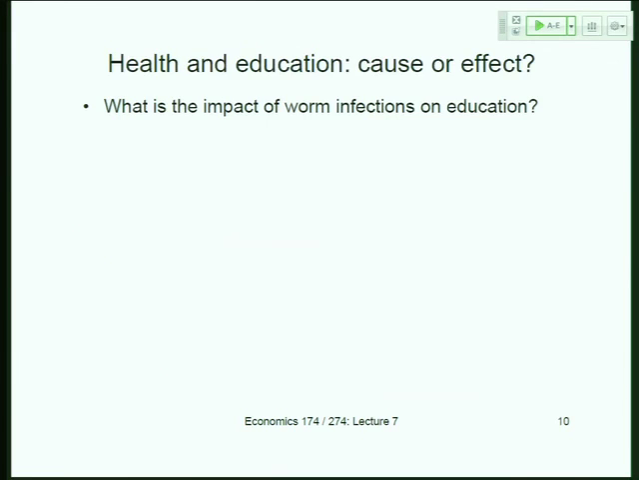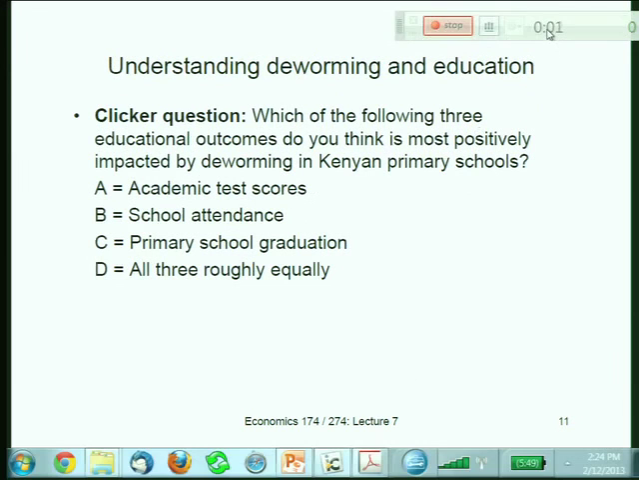Okay, what's the impact of worm infections on education? We're going to have our first clicker question on this. And you've got the question there, which is: when you think about all these nutritional health consequences we just talked about, and we think about primary schooling, which dimension of education do you think is going to be most affected? Now, for those of you who have done the reading, you kind of know what the answer is.